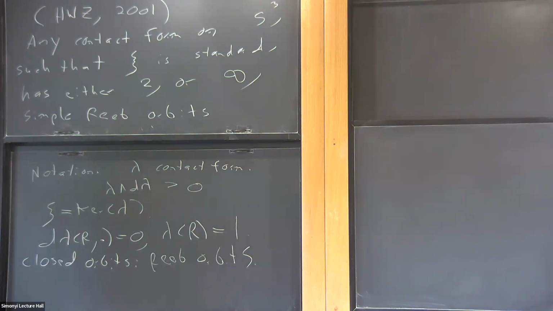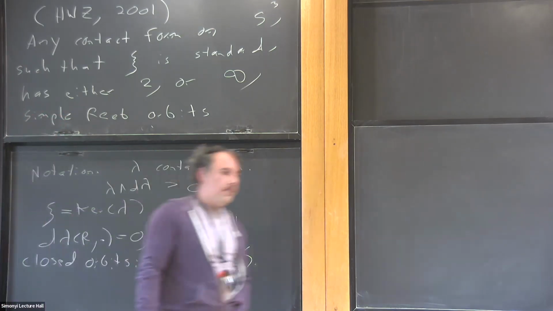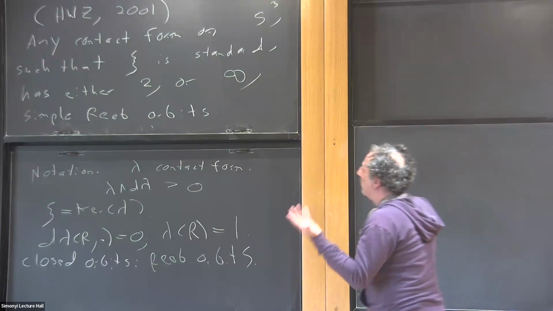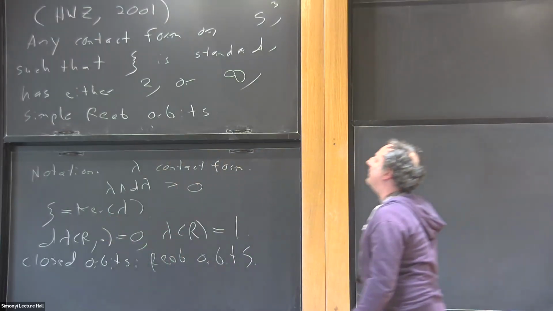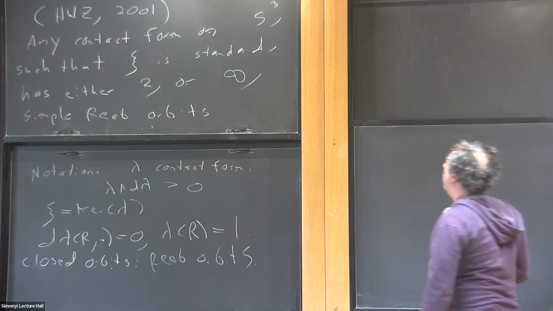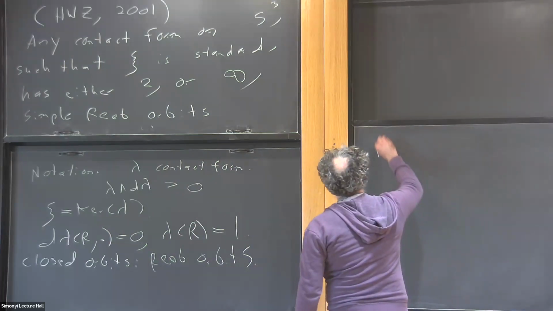So maybe I didn't say what standard is. There's a contact form just given by restricting the standard primitive of the symplectic form on R4 to the boundary of the standard ball. That's the standard contact structure. Or if you prefer, it's the unique tight contact structure on S3. And I'm always assuming my contact structure is given by taking the kernel of lambda. So that's the conjecture. Let me just make a remark.